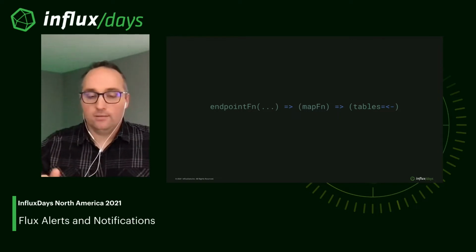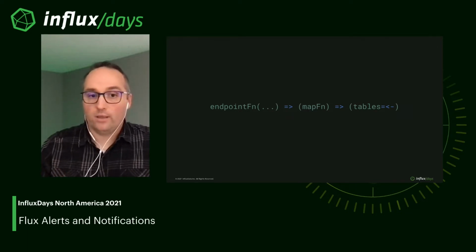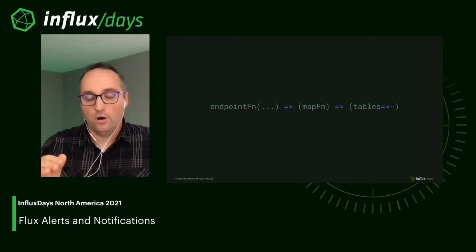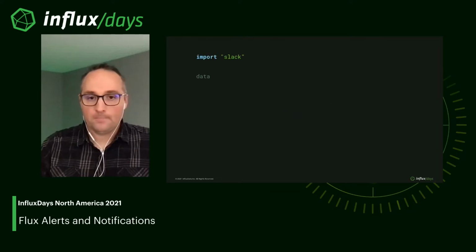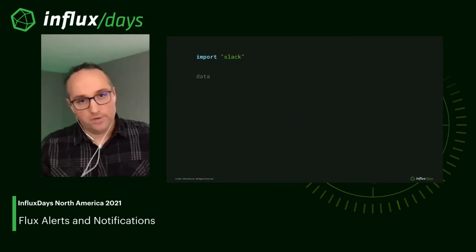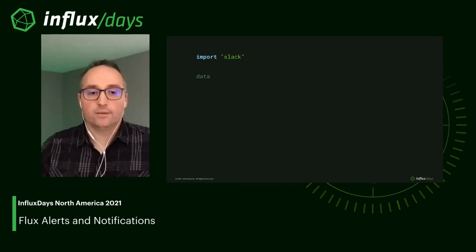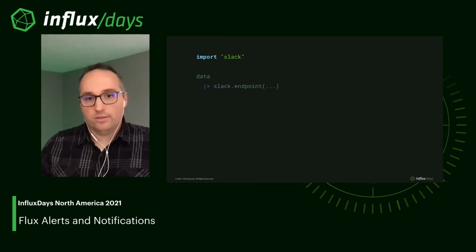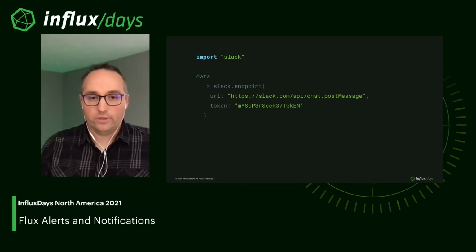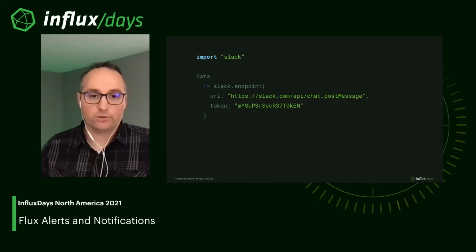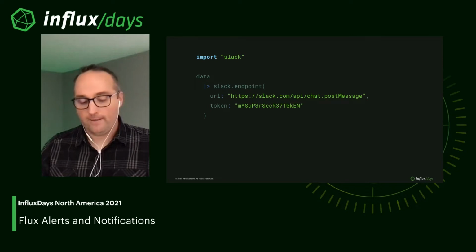From the outside, the map convention and the endpoint convention essentially work the same way. They both iterate over all the rows that are input into the operation and send a message for each row that gets input. So in practice, I'm going to use, again, Slack as an example. I have my data variable that just represents generic data. I'm going to call the Slack.endpoint function with its two required parameters, URL and token. Simple connection credentials required to interact with the Slack API.